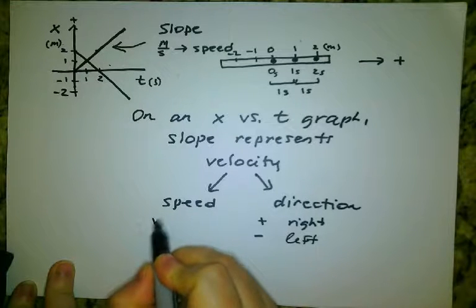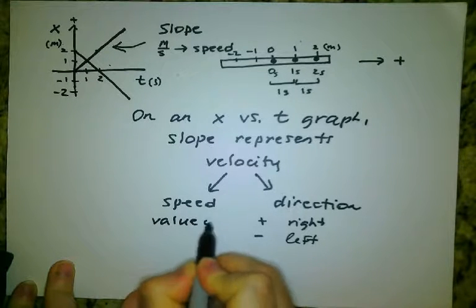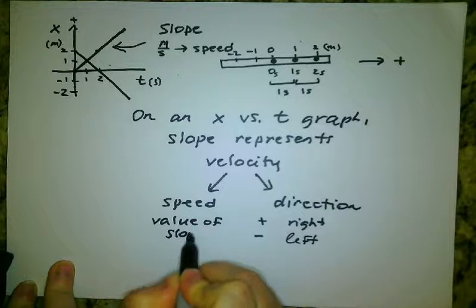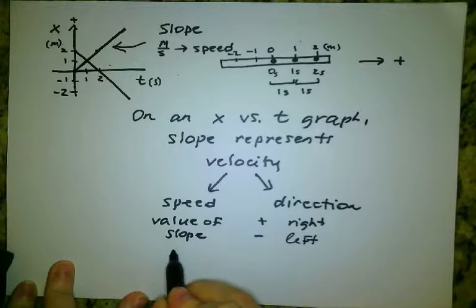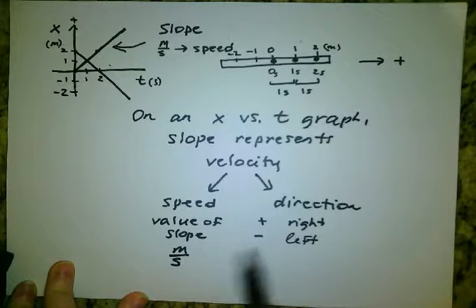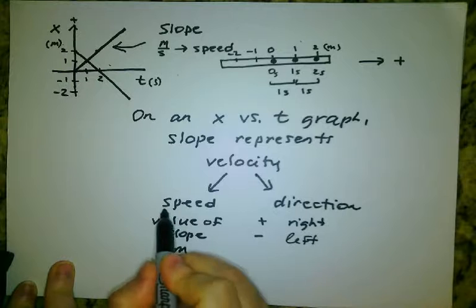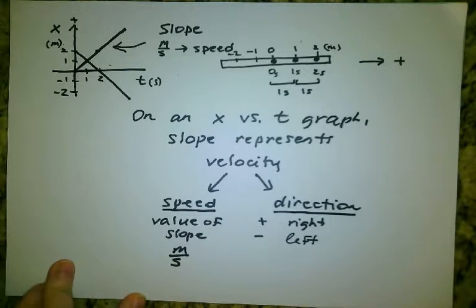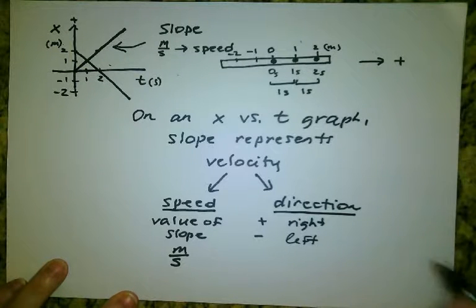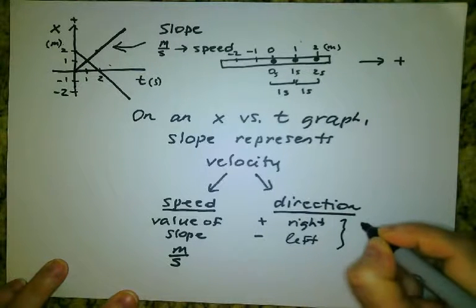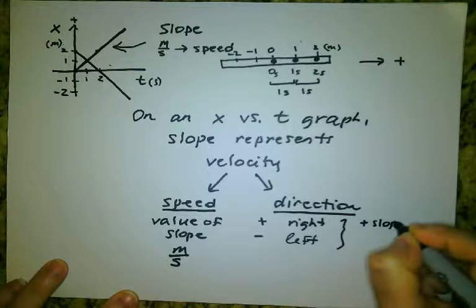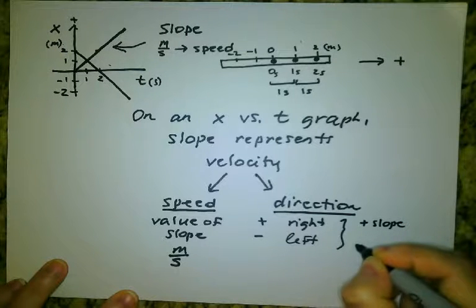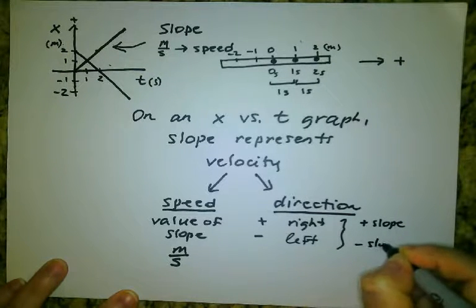And speed is the value of the slope. And that has units. So in physics, slopes on graphs mean something. And in this case, the units are meters per second, and that represents speed, and the sign of the slope gives the direction of the motion. So if you have a positive slope, you're moving to the right. A negative slope, you're moving to the left.